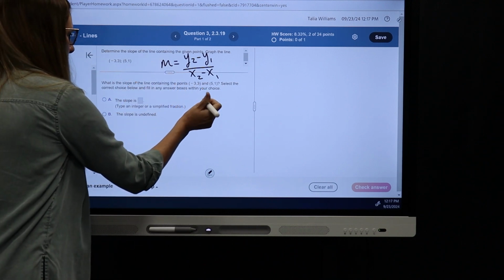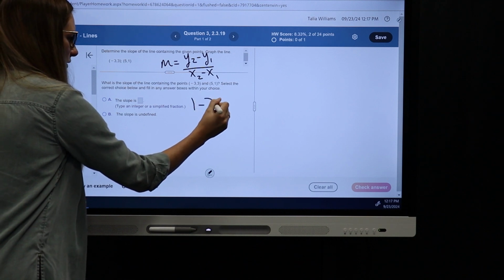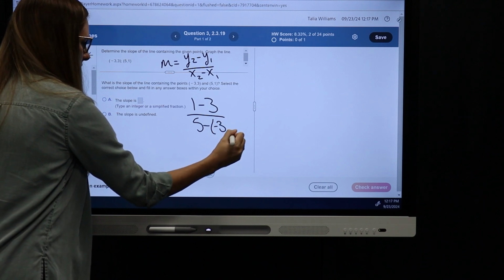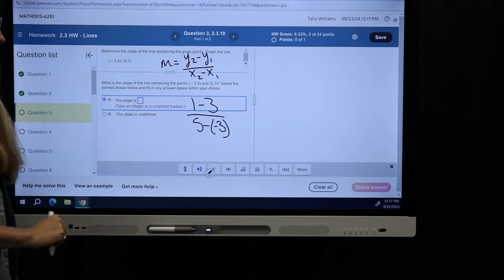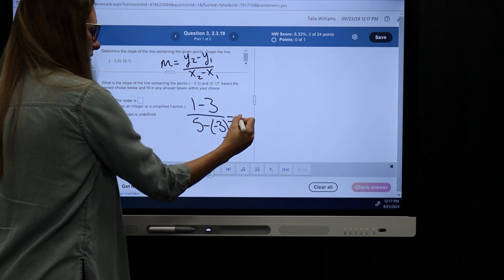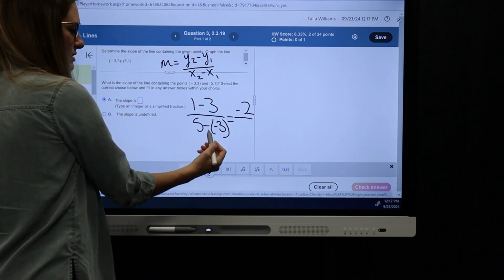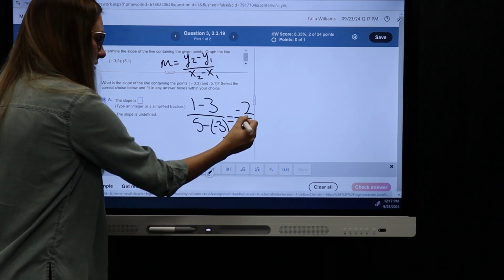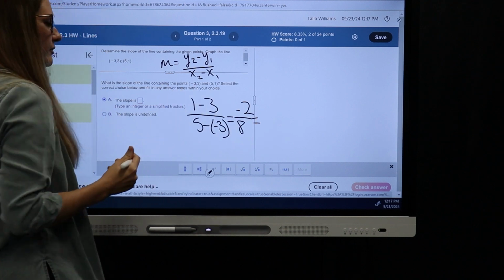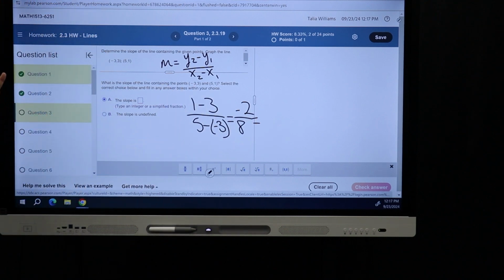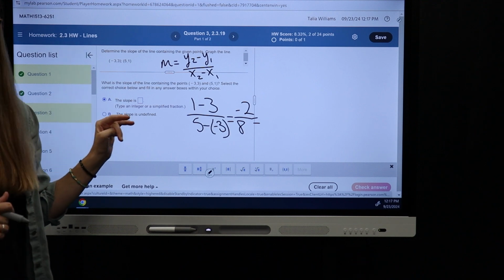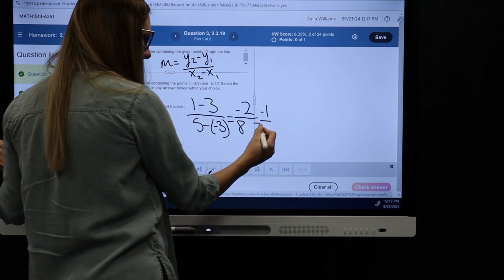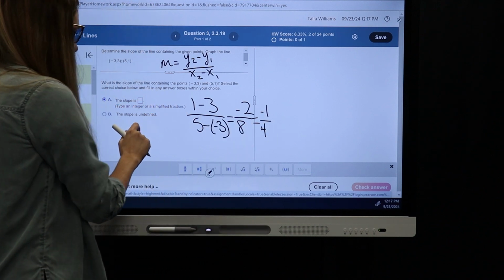So let's do y2, 1 subtract 3 over 5 subtract negative 3. 1 subtract 3 is -2. 5 subtract a -3. When you subtract a negative, you add. So 5 plus 3 is 8. You have to reduce it if it reduces. So 2 over 8 reduces because 2 can go into 8. 2 goes into 2 one time. 2 goes into 8 4 times. So -1/4.